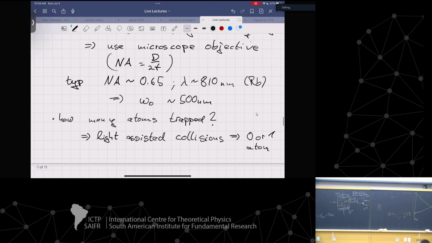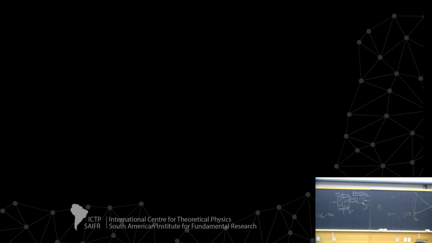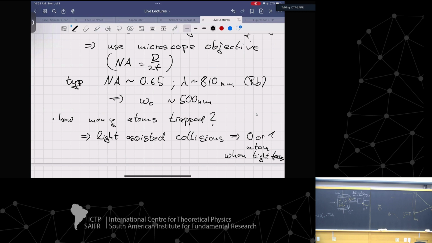And this only happens when you have a tight focus, on the order of maybe a micrometer. The principle is, this is just a conservative potential, so atoms fall in here. Now you have one atom there, and then a second atom comes. Nothing stops the atoms from coming there. But now there are 2 atoms that are very closely overlapped. They form kind of a loosely bound molecule. And when you excite that molecule, for some atomic or molecular reasons, and I will show that, both atoms gain enough energy that they both get kicked out of the trap.